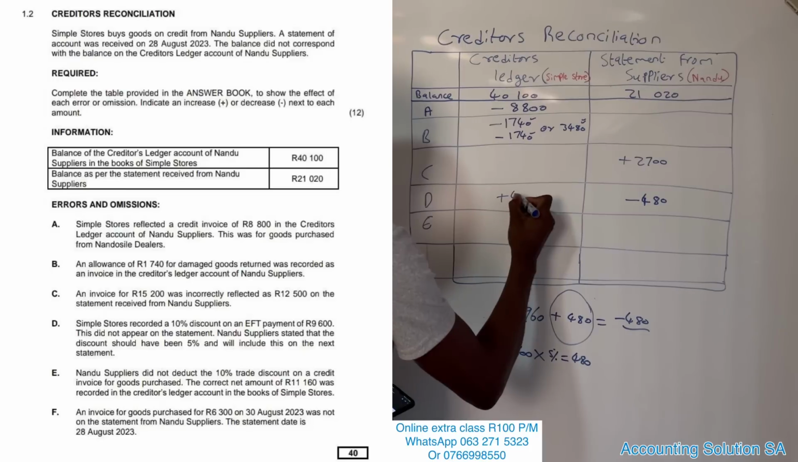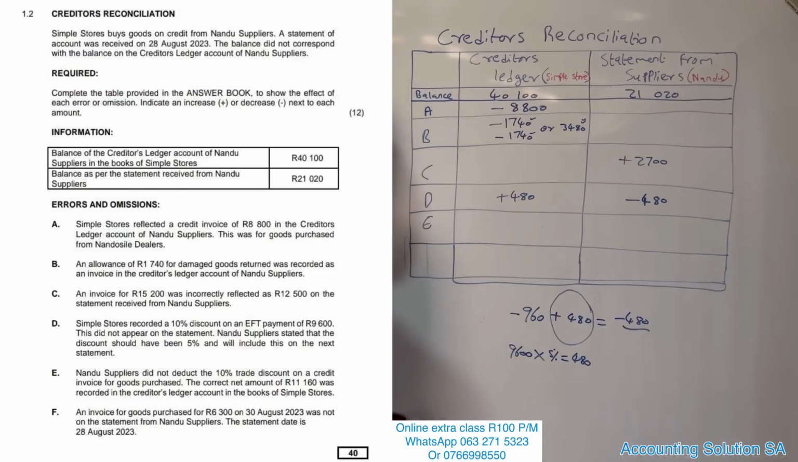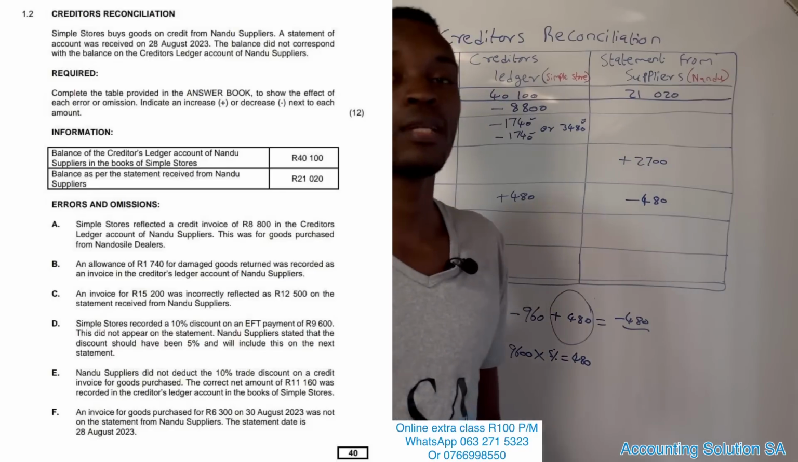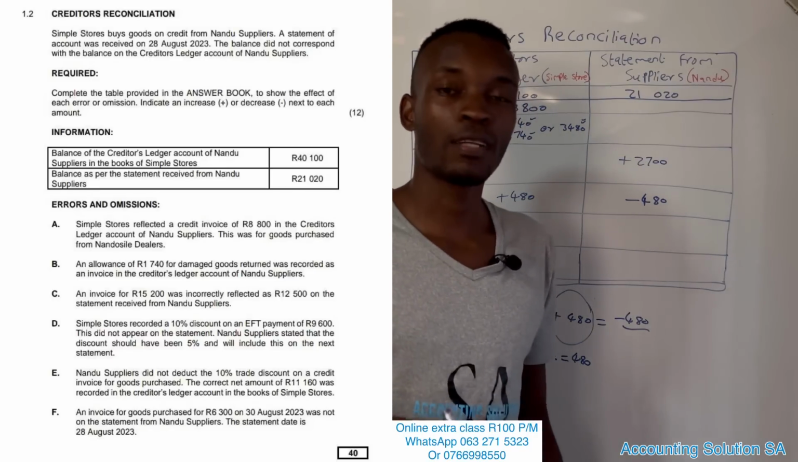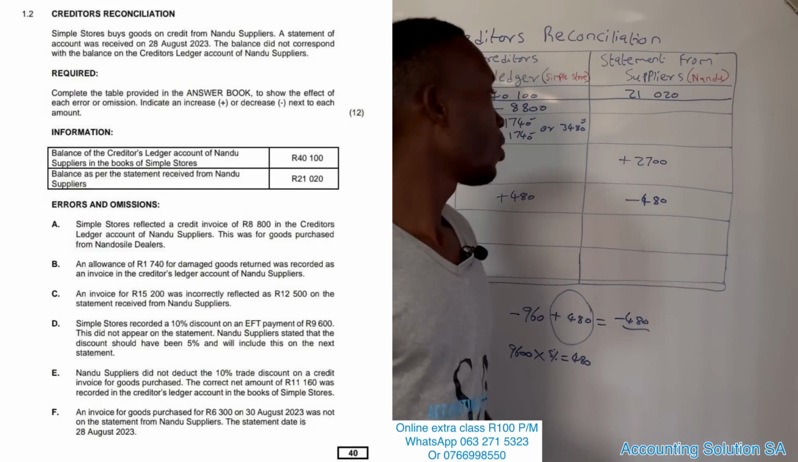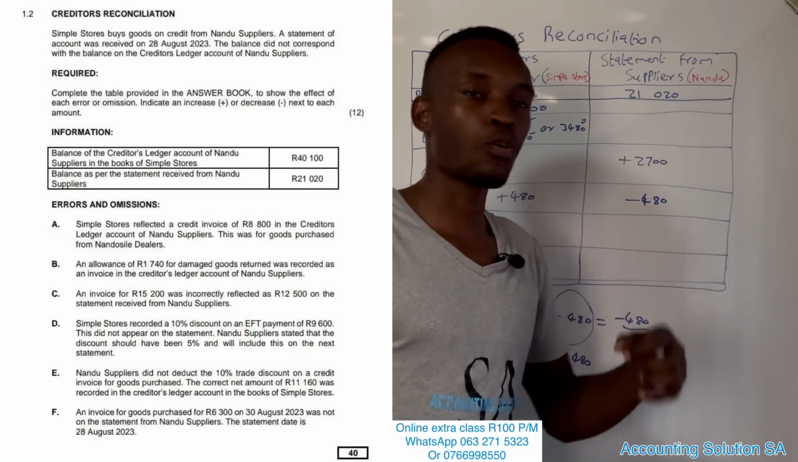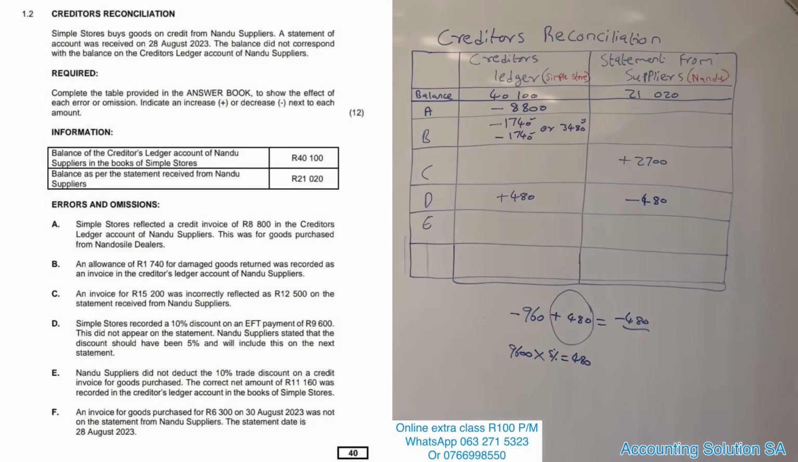Plus 48. The reason why we are saying plus 48 is because if you say minus, you are now making things worse, which means that at the end of the day you would have subtracted 15%, because already 10% has been subtracted. Now you have to add back to go back to 5%. Very simple.